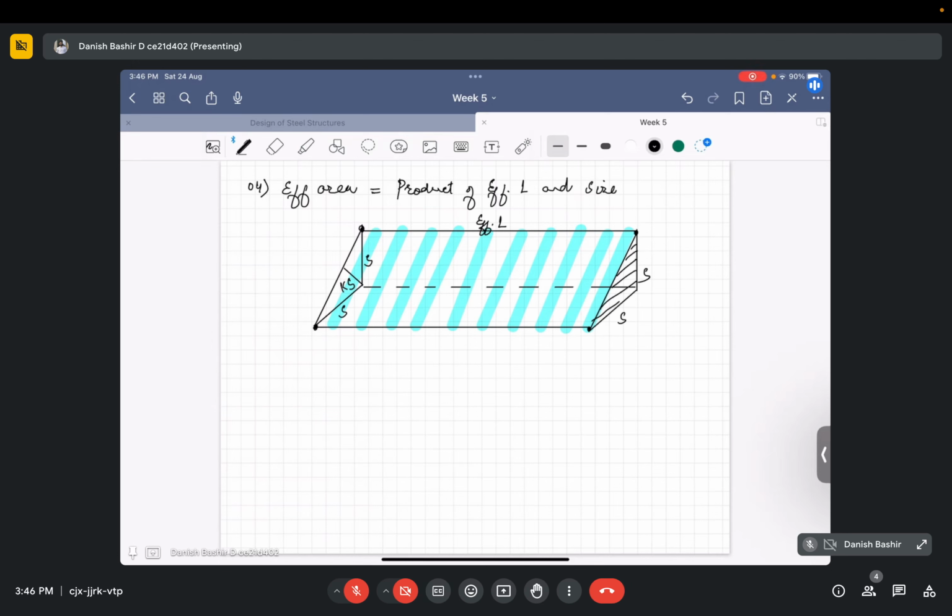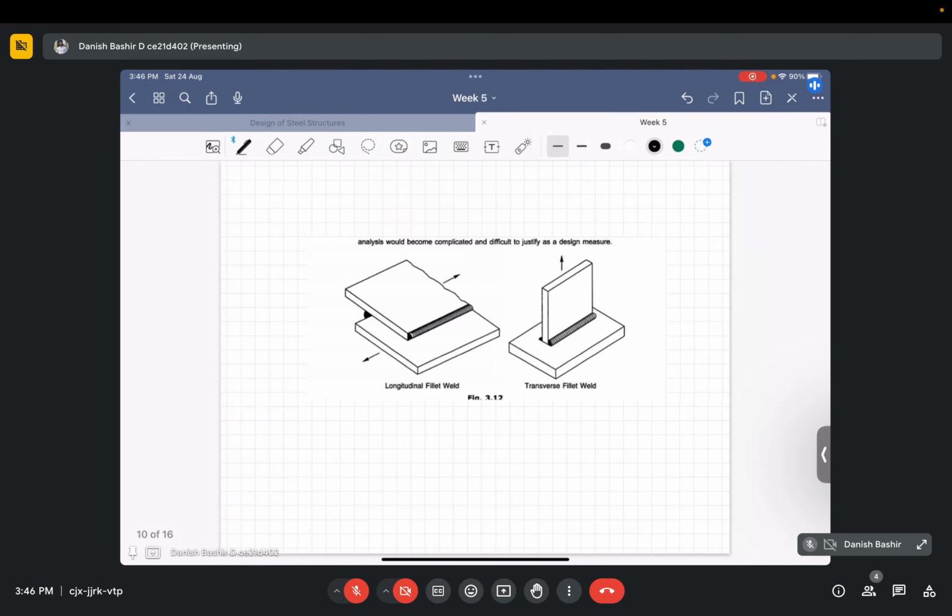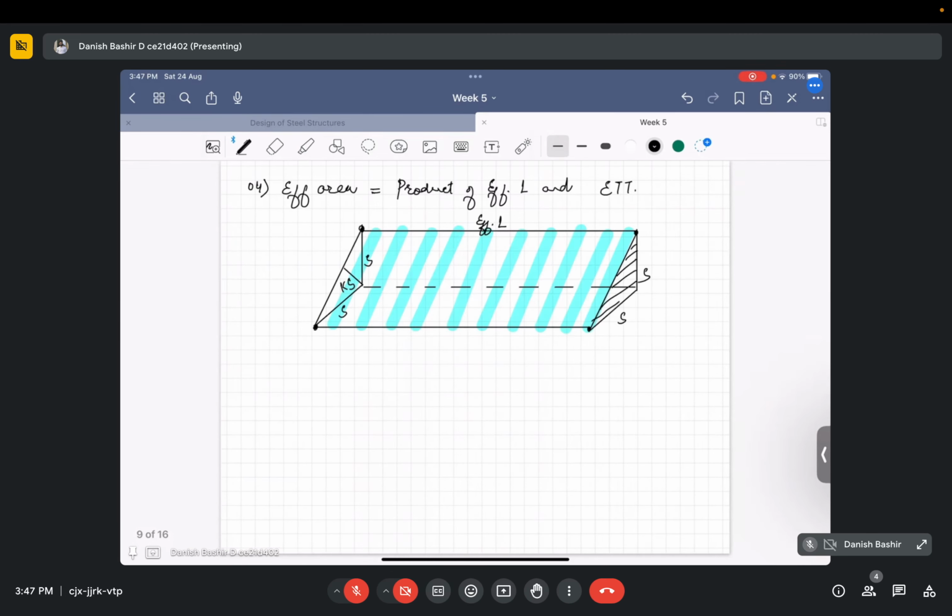So effective area is equal to the effective length of the weld multiplied by the effective throat thickness. That is there. Product of effective length and effective throat thickness. I hope this is clear to you. So then we have design. How we design this fillet weld. Design of fillet weld.